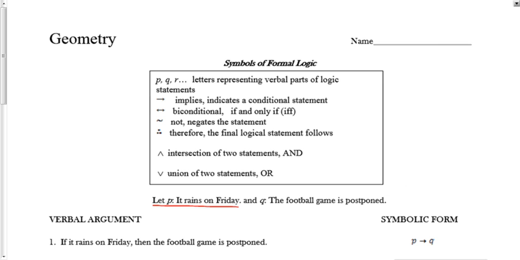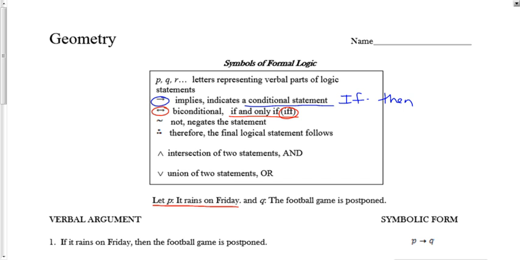The next statement that we have is this arrow, and it is a conditional statement, which means it's an if-then statement. Next, we have a biconditional, and whenever you see that, that is an if and only if, and in shorthand we will write IFF, which means if and only if.